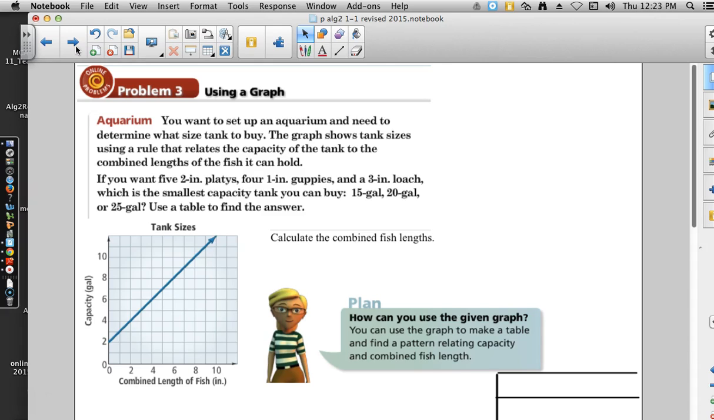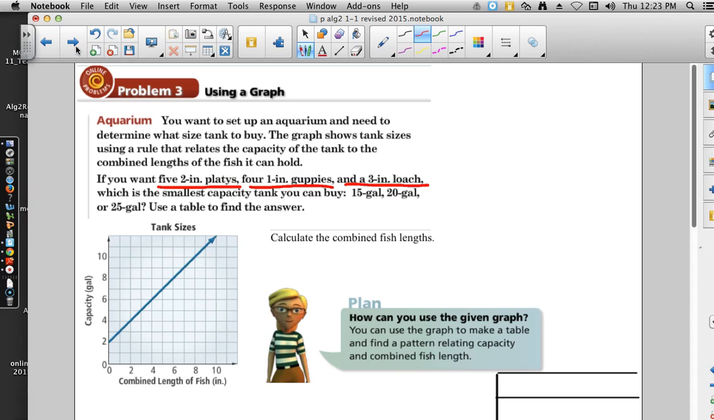Here's what it's saying. You need to know the length of the fish you're going to put in the tank, and you can use that to figure out how big a tank you should get. So that's what we need to know. So in the next paragraph, it says, if you want 5 2-inch platys, 4 1-inch guppies, and a 3-inch loach. So when you read that, you should be thinking, okay, that means I'm just getting 1 loach here. Which is the smallest capacity tank you can buy? 15-gallon, 20-gallon, or 25-gallon? Well, let's take a look.